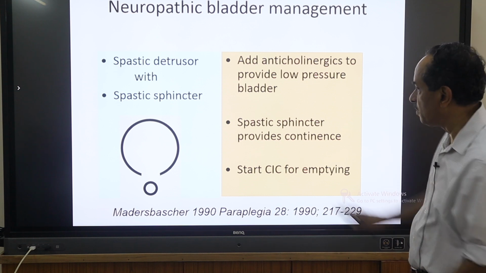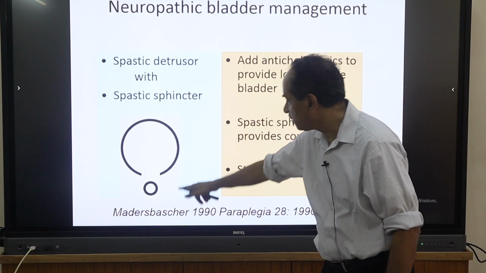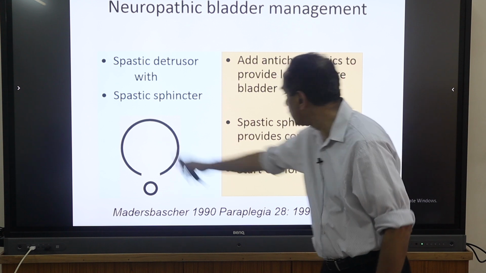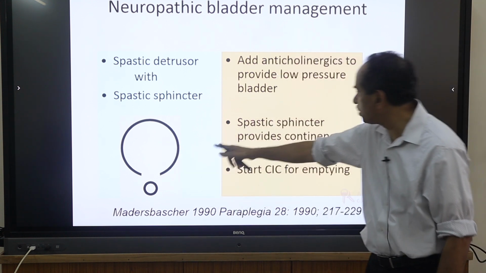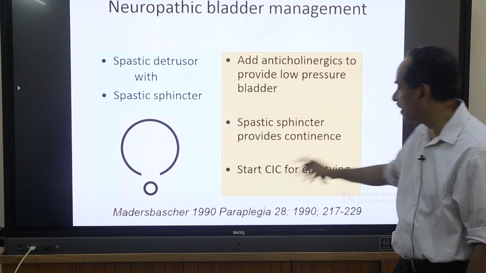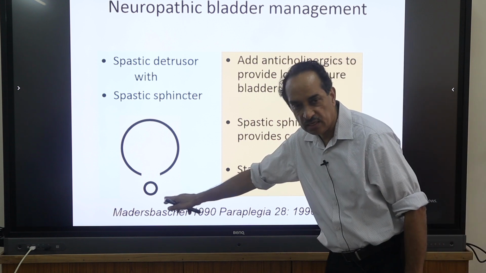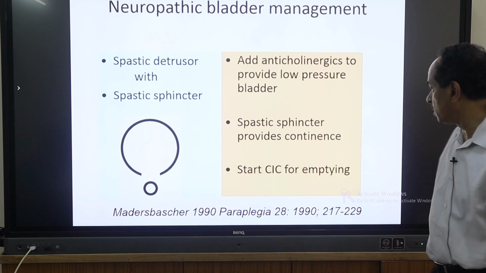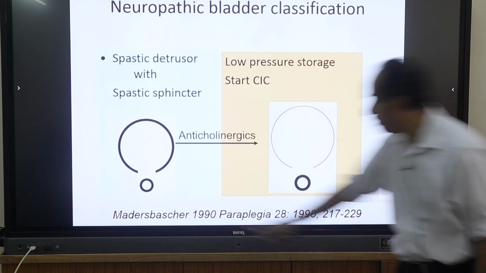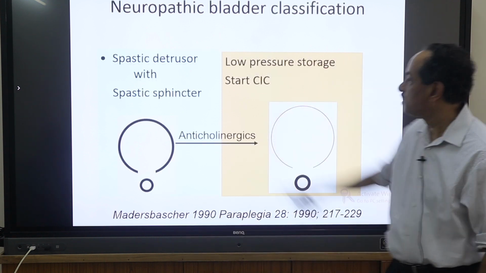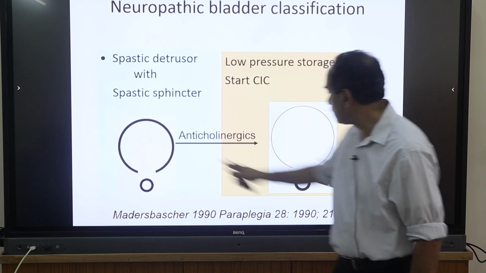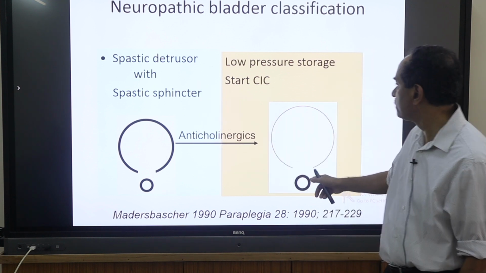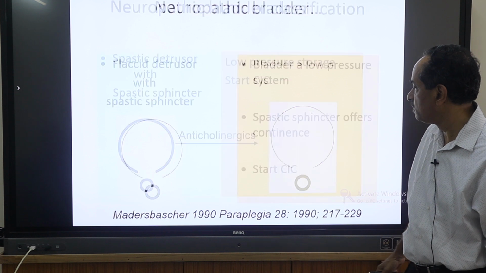So as an example, take the spastic bladder. Classification number 1: when both are spastic, what do we do? Add anticholinergics to protect the upper tract, and for the spastic sphincter, don't do anything with that. Let it be there. It will provide the sphincter function, and just do the emptying. Just a spastic bladder with a spastic sphincter: start ICC. Don't do anything there.